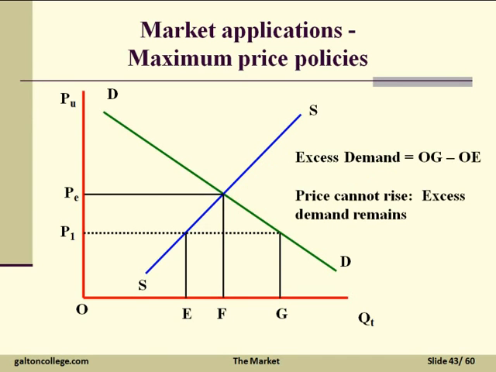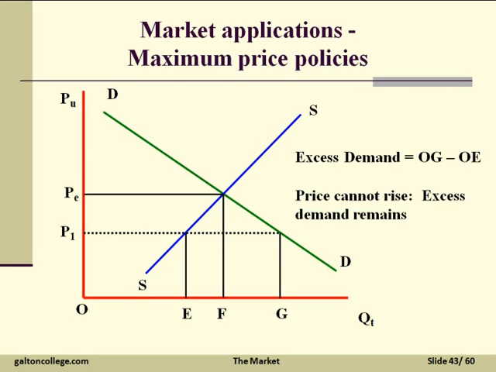The price can't rise, so the excess demand remains. And what would probably happen in that case is that there would be a black market for the good. Consumers would buy the product at P1 and then sell it amongst themselves for a higher price, so that a new equilibrium would emerge. And also you might have producers stepping up production to try and to meet the demand as well.